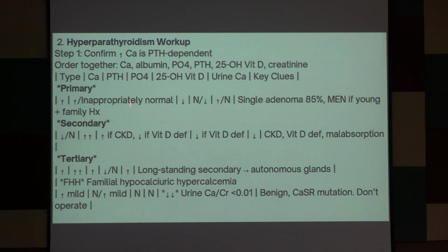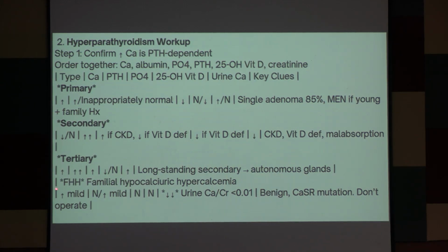What is tertiary? In tertiary, we will get an increase in calcium, an increase in phosphate, an increase in parathyroid hormone, vitamin D low or normal, and urine calcium goes up. This is long-standing secondary hyperparathyroidism, with autonomous glands leading to tertiary hyperparathyroidism.